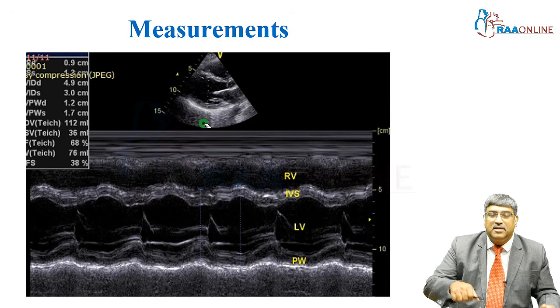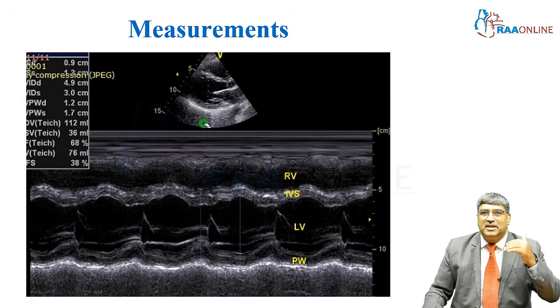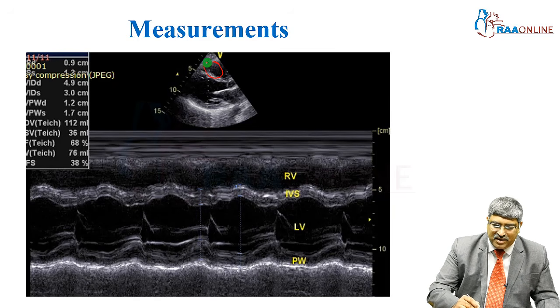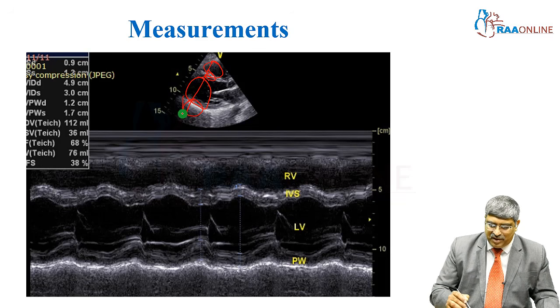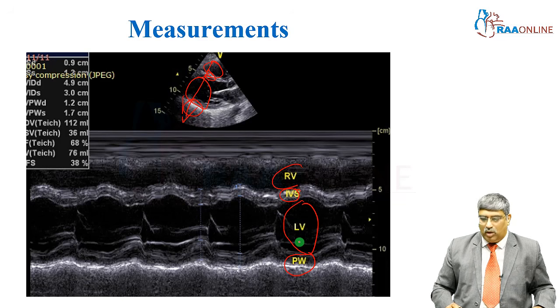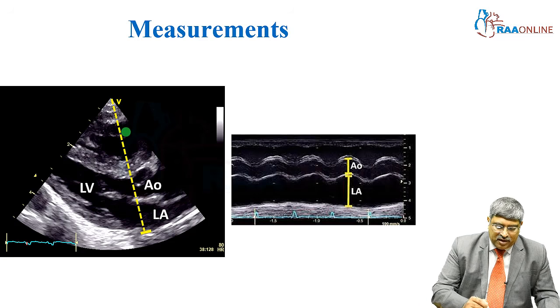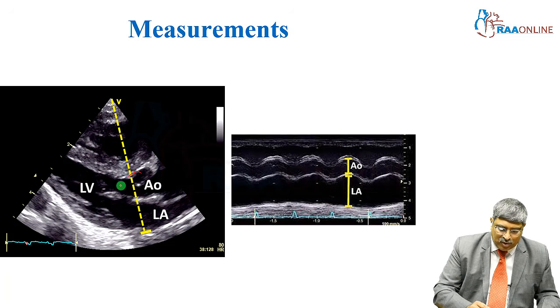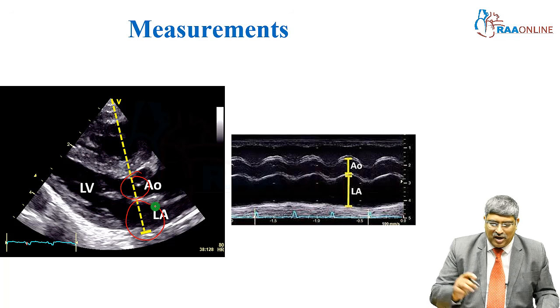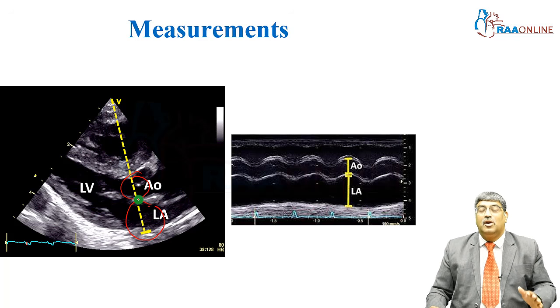As I said earlier, the parasternal long axis view helps in assessing the right ventricle, septum, left ventricle and the posterior wall. If you use M mode, the measurement mode, you can get the dimensions of the right ventricle, interventricular septum, left ventricle and the posterior wall. And if you place the measurement mode across the aorta and LA, you get the aortic LA ratio.